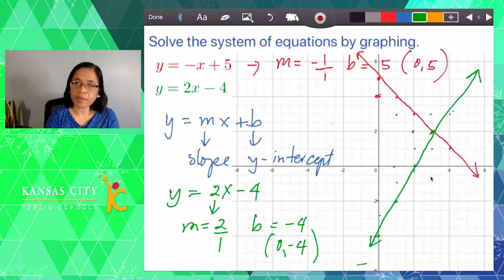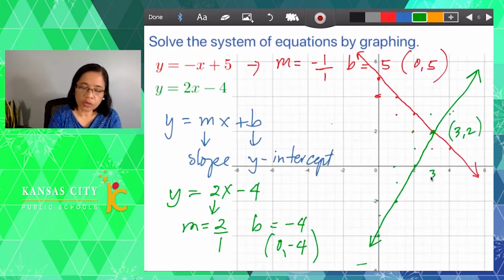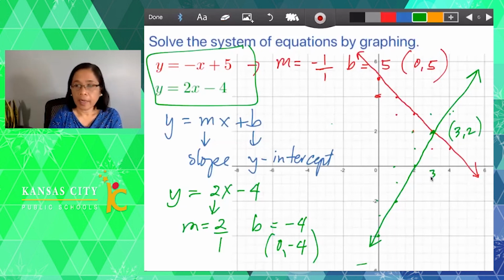And notice that these 2 lines intersect at this point whose coordinates are 3 and 2, so the point (3, 2) is the solution to the system of equations. This means that these values for x and y will satisfy both equations, or will make the equations true. I'll give you a moment to process the information.